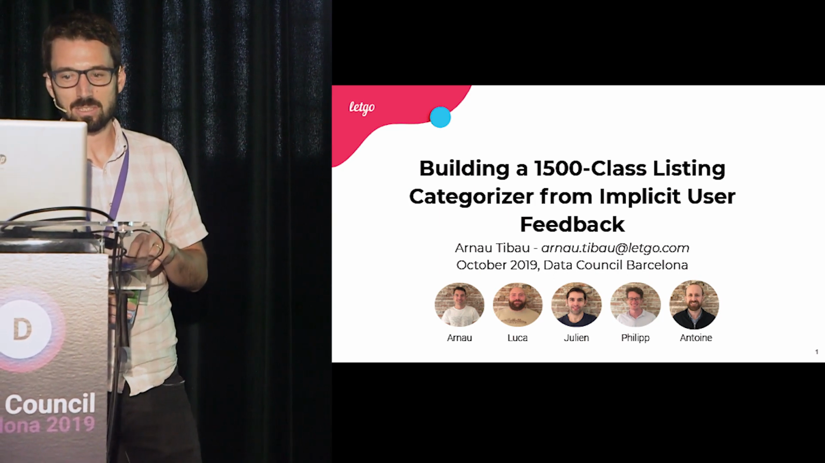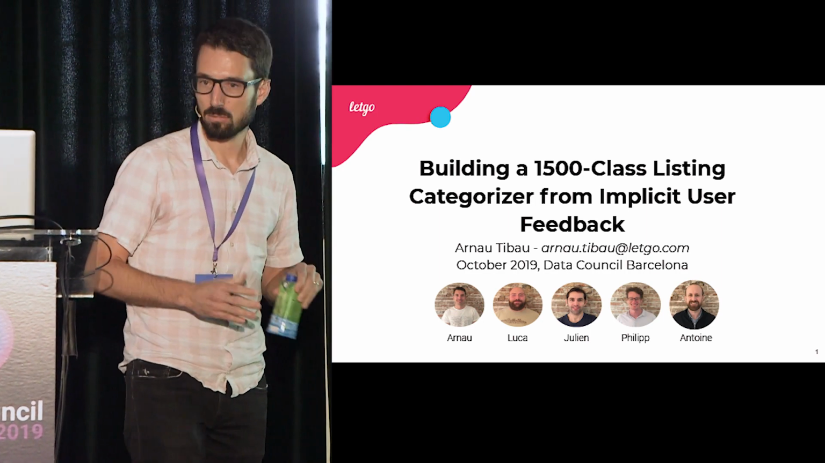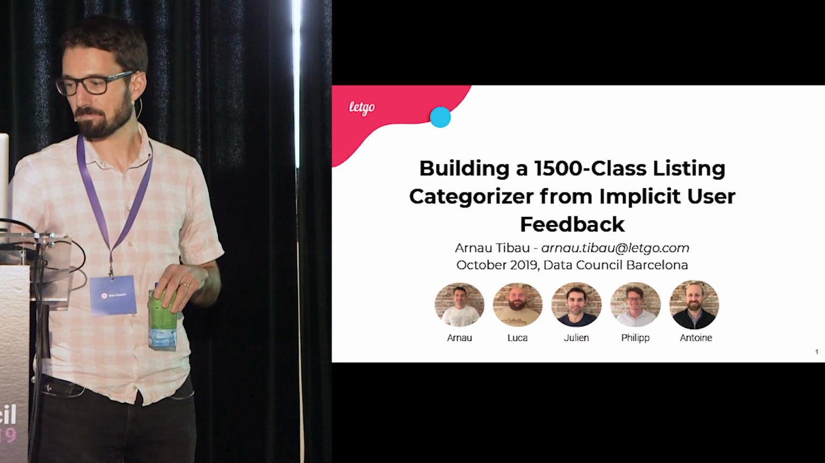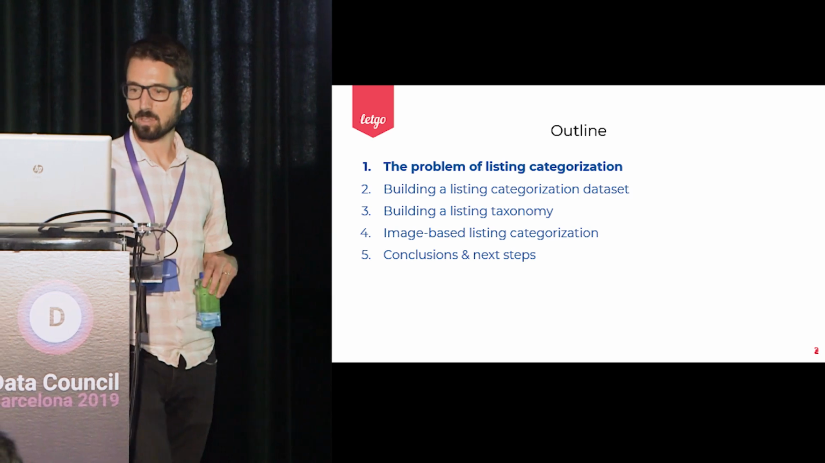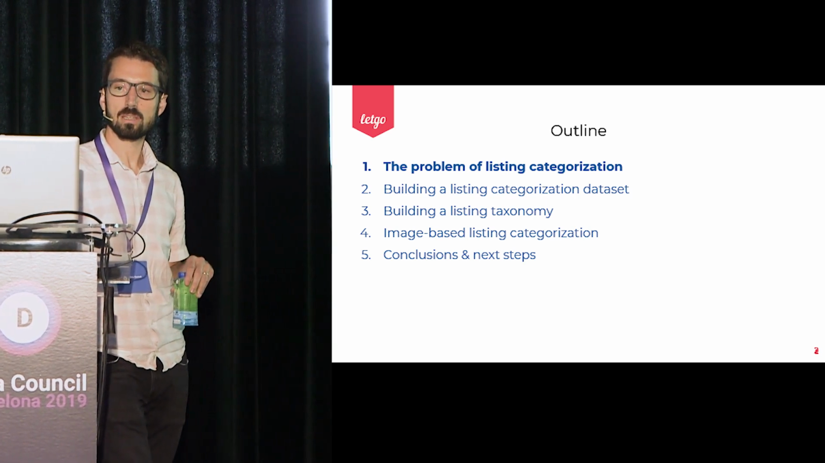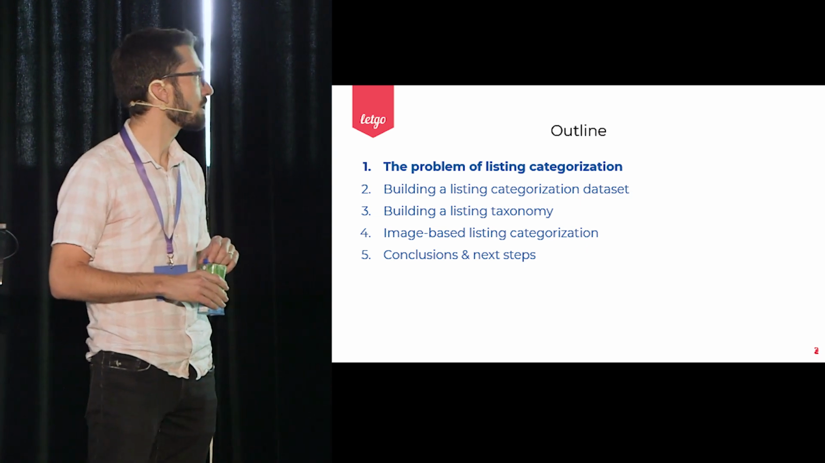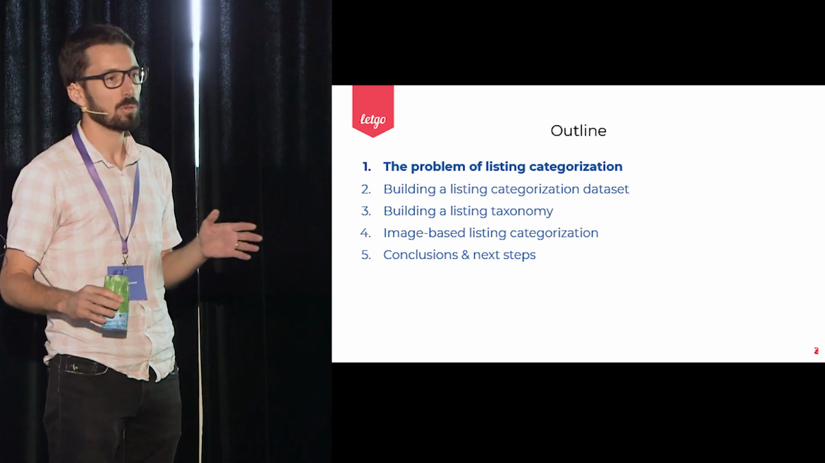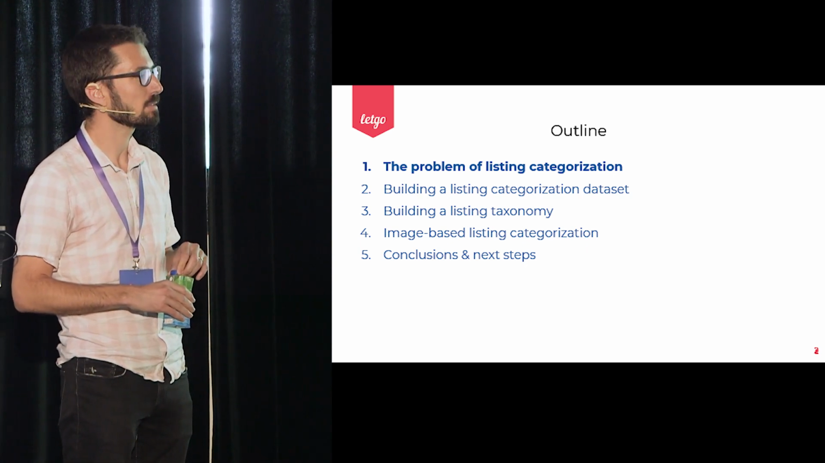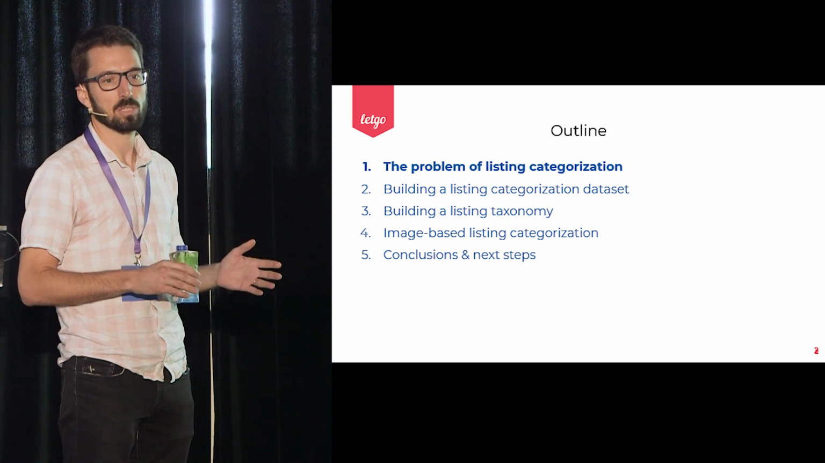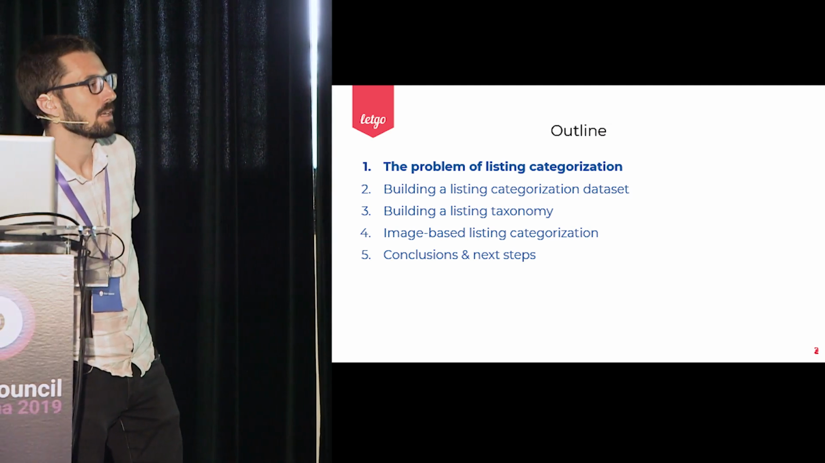What I'm going to present today is joint work by a bunch of people whose faces and names you can find here, which is effectively the data science team at Letgo. So you may be asking yourself, what is Letgo and what we're going to go through today. First, I'm going to introduce you to the problem of listing categorization. Then we'll go through the process we more or less followed to solve that problem, which was building a categorization data set, building a taxonomy, starting with an image-based listing categorization system. And then I'll tell you a little bit about what we're planning to do next.